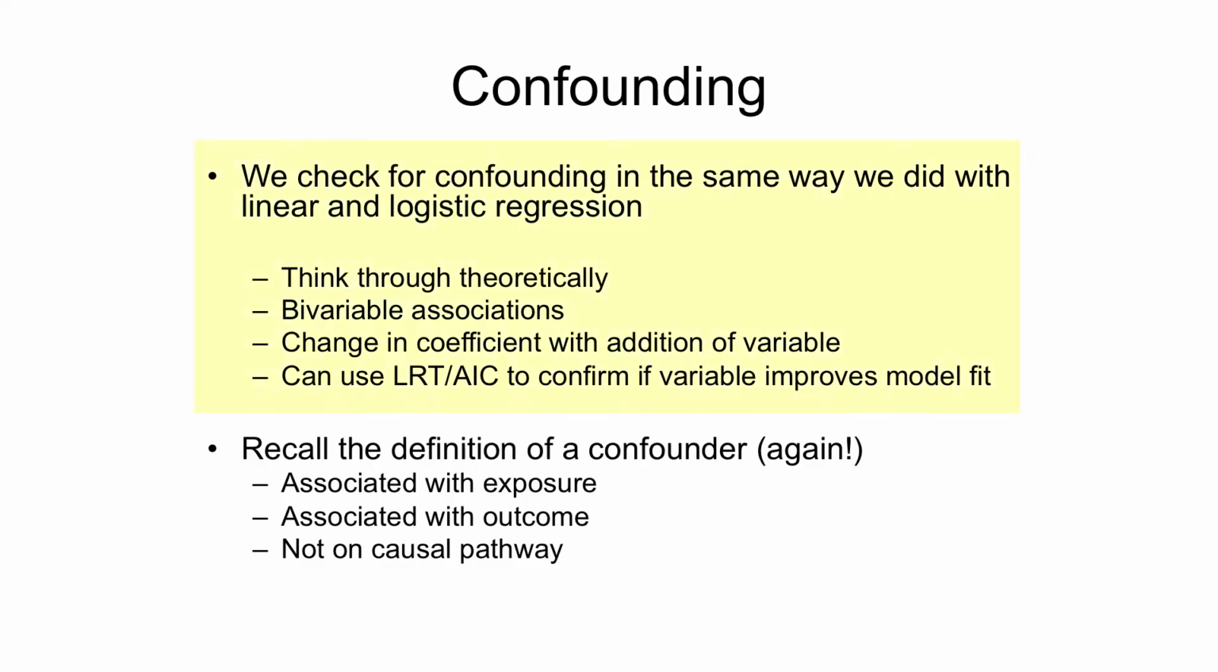With Poisson regression, we check for confounding in the same ways we did with linear and logistic regression. So we think this through theoretically to make sure it makes sense in terms of the definition of a confounder. We examine bivariable associations between x2 and x1, and x2 and y. We also examine the change in the coefficient of interest when x2 is added to the model. And we can also use the likelihood ratio test or compare the AIC or BIC to confirm that the variable improves the model fit.